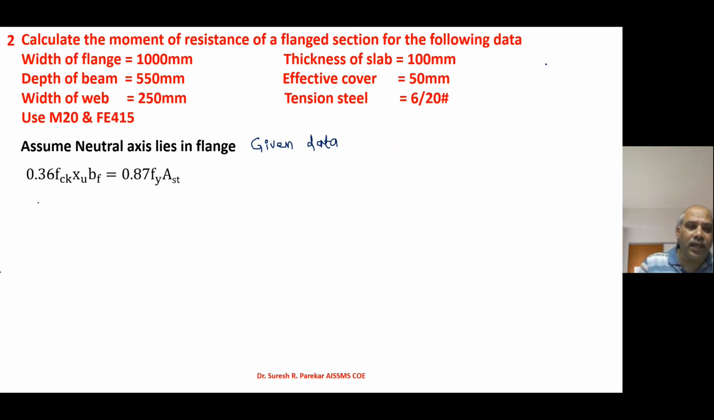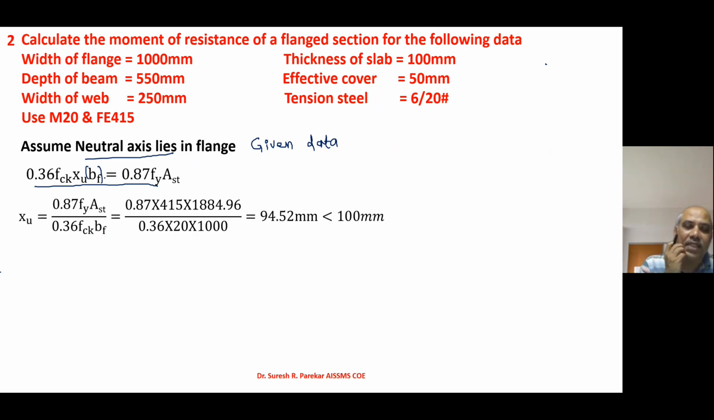Now we will go with 0.36 FCK, assuming neutral axis in flange. So we have CU equal to TU. Now B is replaced by BF, and from this we will get the value of XU, which is 94.52. But we have the thickness of slab or depth of slab, this is 100 millimeters. So it is in the flange only, and then it will act as a rectangular section.